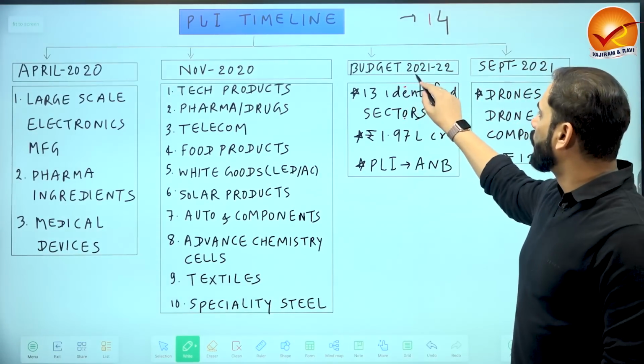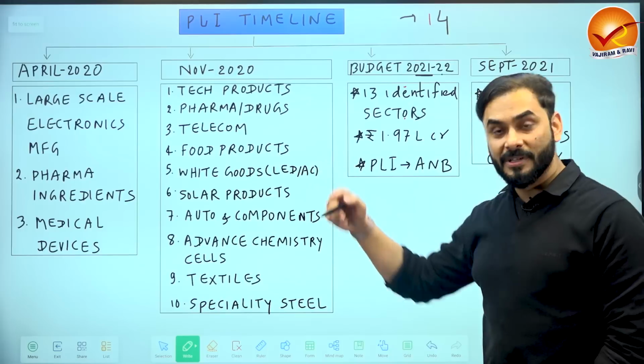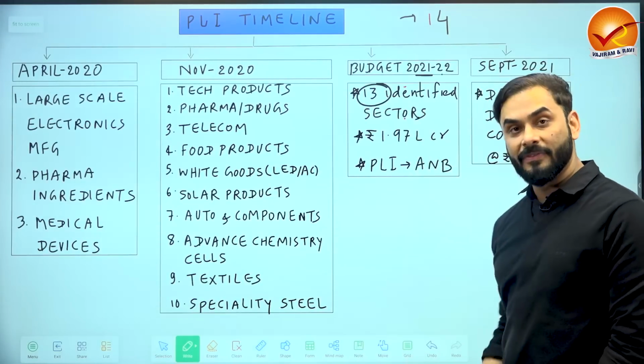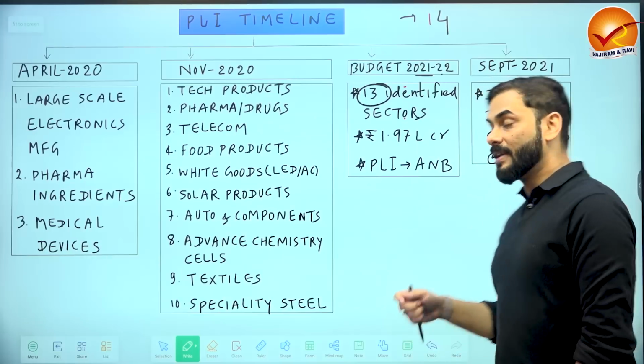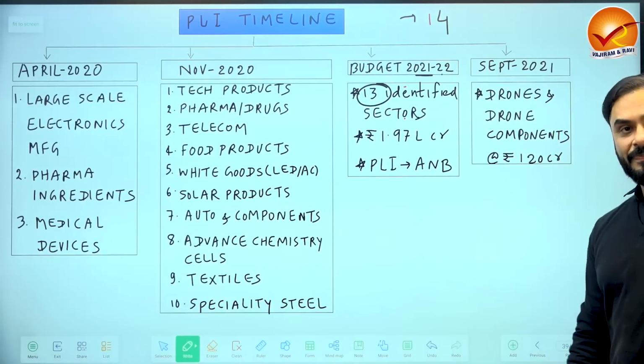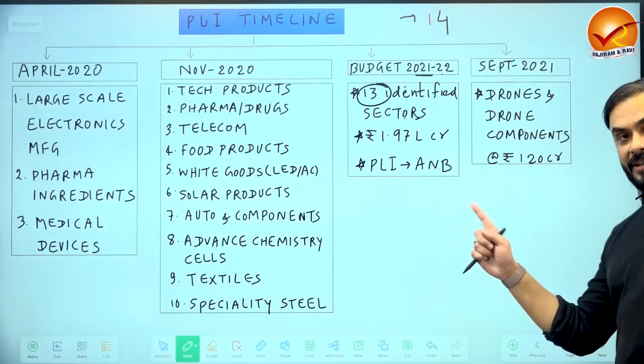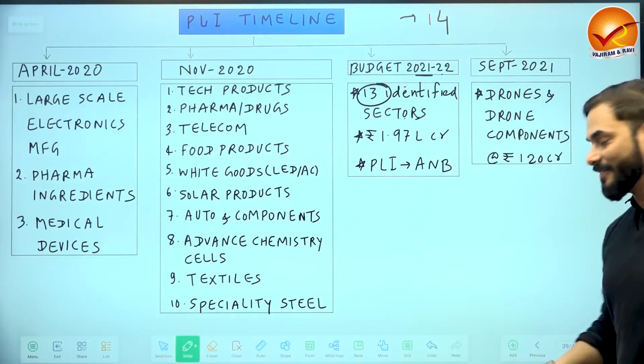In the budget 21-22, which means last year's budget, a total of 13 sectors were identified. This year one more sector has been added, so it is 14 now. So a total of 14 sectors are a part of the Production Linked Incentive scheme.